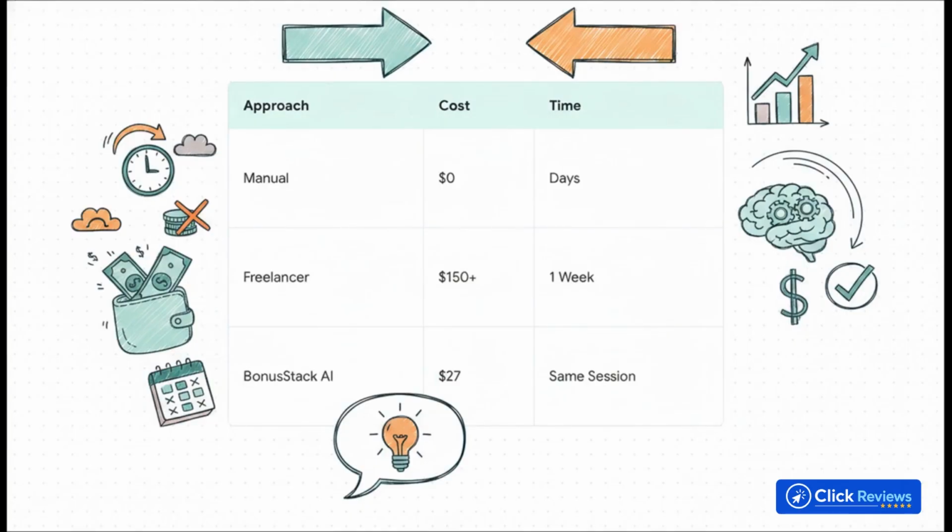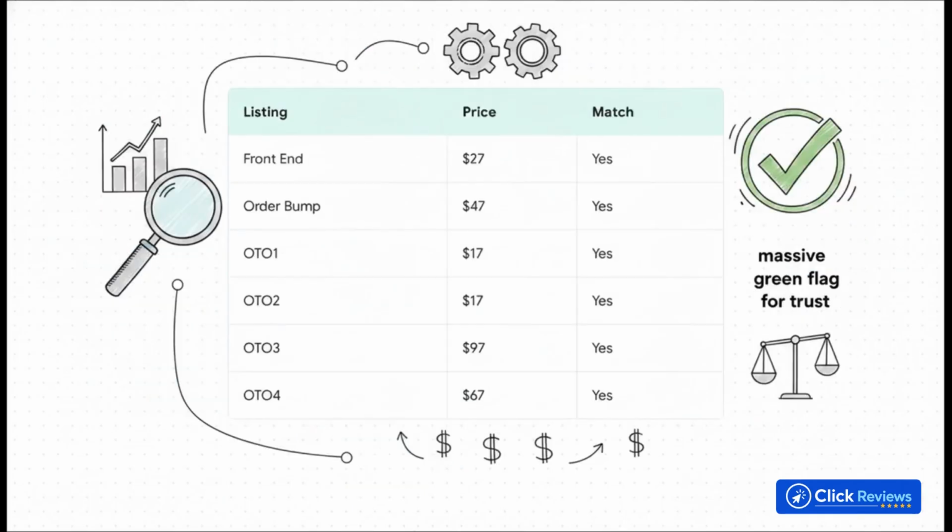The value proposition here is just incredibly tangible. Furthermore, independent auditors actually went in and checked the live Warrior Plus dashboard for this launch, and they confirmed that this funnel is completely 100% transparent. The front-end price is $27, with a handful of completely optional upgrades that range from $17 to $97. The stated prices match the vendor's claims dollar for dollar, which, let's be real, is a massive green flag for trust in this particular industry.